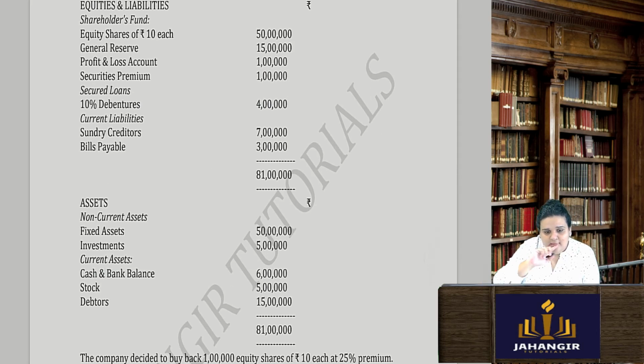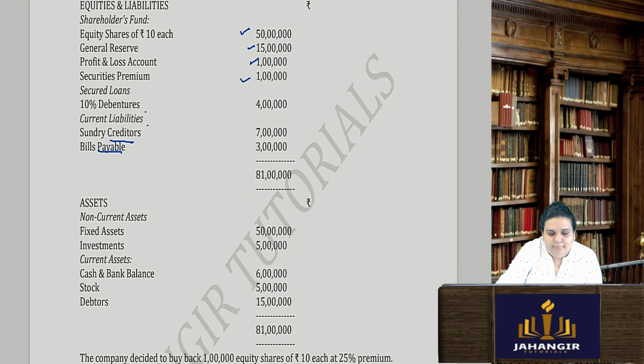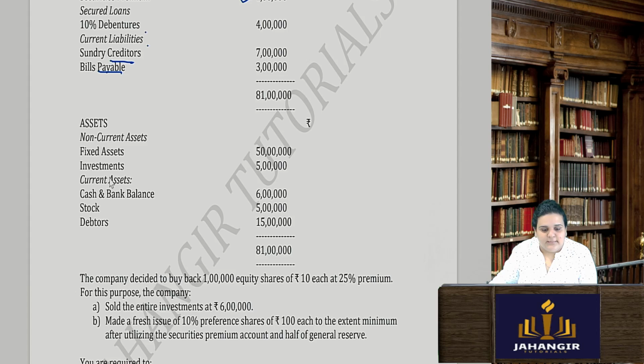Okay. They are saying equity shares of rupees 10 each, 50 lakhs. Then general reserve I have 15 lakhs. Profit and loss account also I have money. Securities premium also I have got money. In secured loans I have debentures and current liabilities. May I have creditors and bills payable. Okay. In assets, non-current assets mein we have fixed assets and investments, and in current assets we have cash and bank balance, stock and debtors.